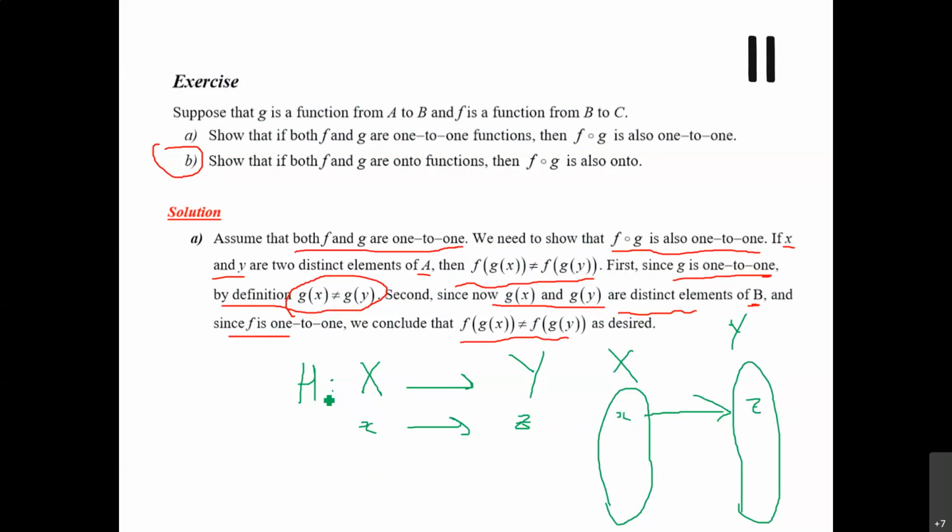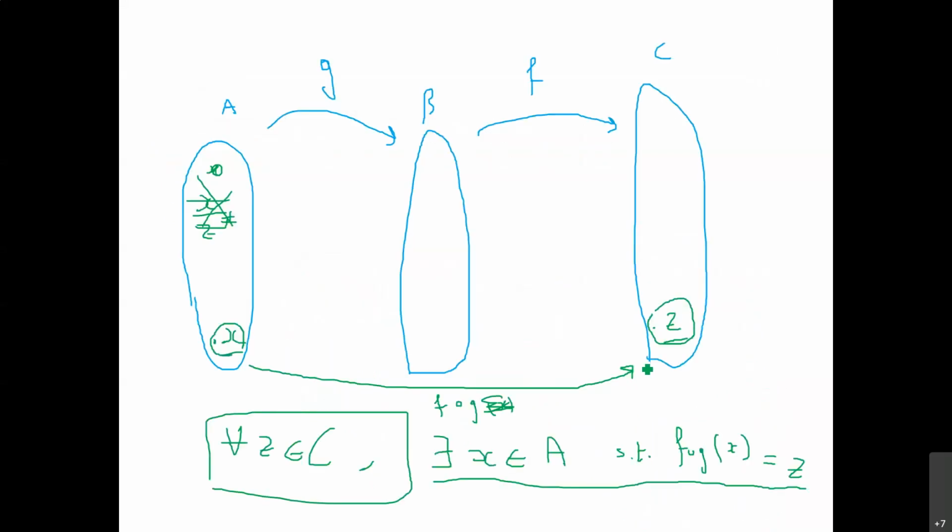So H is from X to Y. So any Z in Y has to have a small x in big X. Okay, here F round G, it's from A all the way to C. So any element in C has to have a pre-image in A.